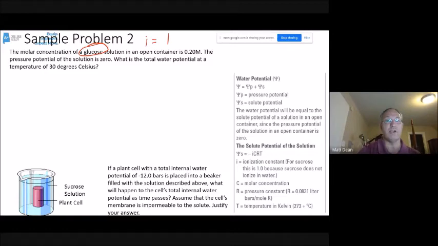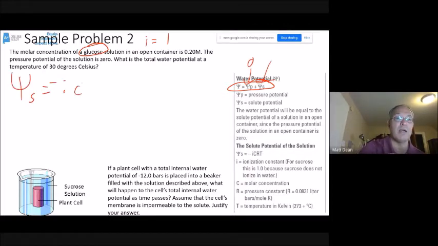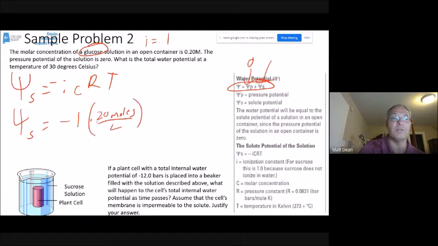So let's calculate, first of all, the total water potential. Here's our formula. They're telling us again that the pressure here is 0. So to find the total water potential, we've got to find the solute potential. So let's go back to -iCRT. We just figured out that i for this problem is 1. The concentration is the molarity, 0.2. Remember, that's moles per liter. That's what big M means.